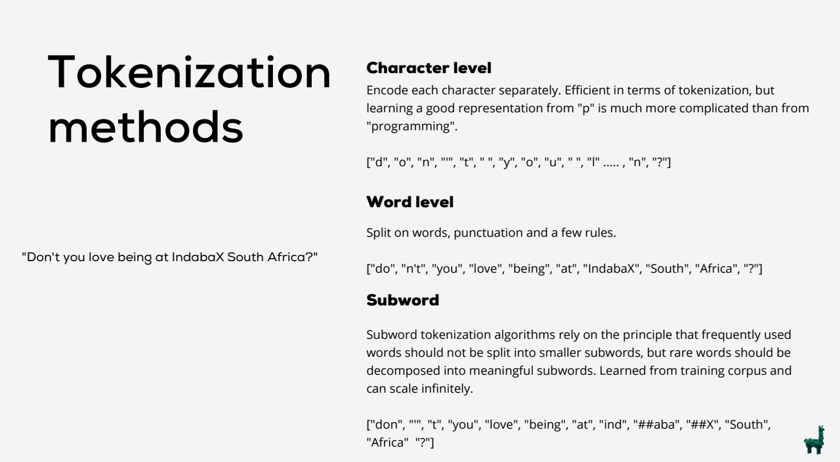And what this allows us to do is that, for instance, words like Indaba, which is not really an English word, but if you want to use it in an English context, this tokenizer will break up this word into meaningful character groups that it is capable of understanding. And that's what you see here in this tokenization, where Indaba is broken up into Ind, Abba, and ##x, where these hashes just show it's part of the previous word.